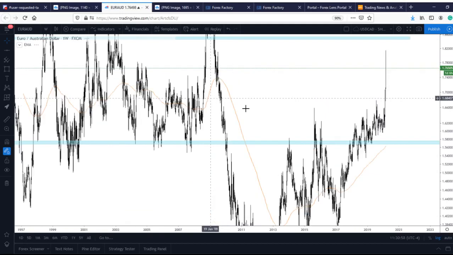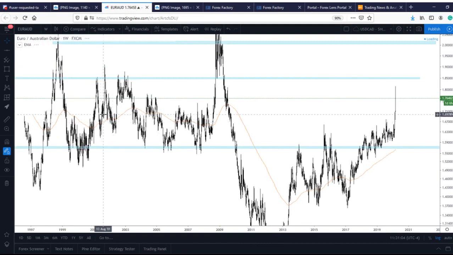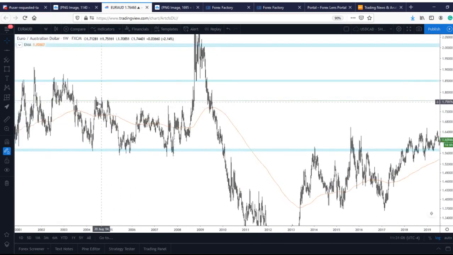So what we do on the weekly, just to confirm our feeling, is we identify our weekly levels and any weekly resistance. So right off the bat, I can see right where price is, we do have some solid resistance, and I'm going to use my line tool to cover that.